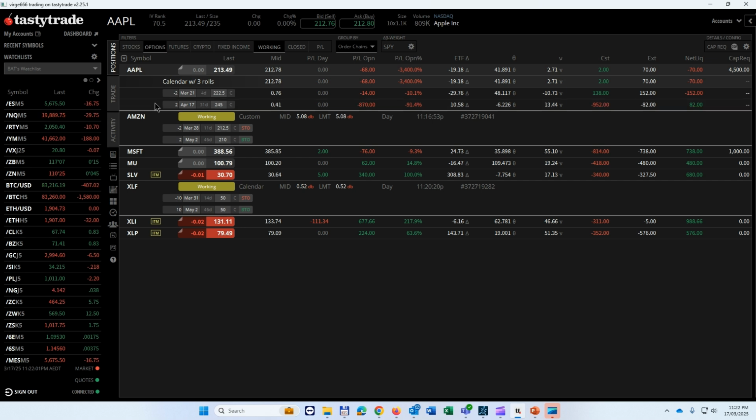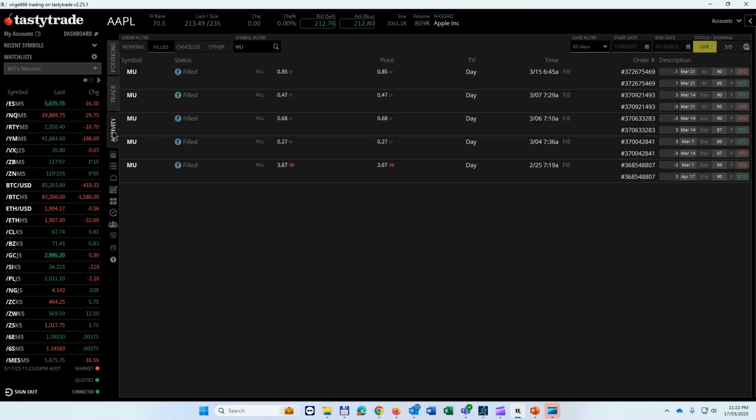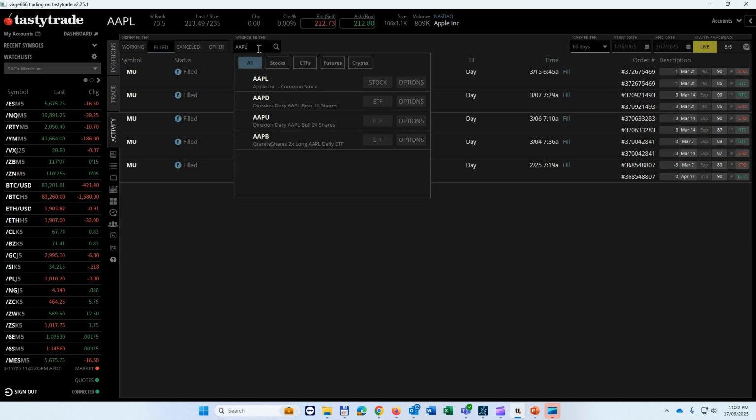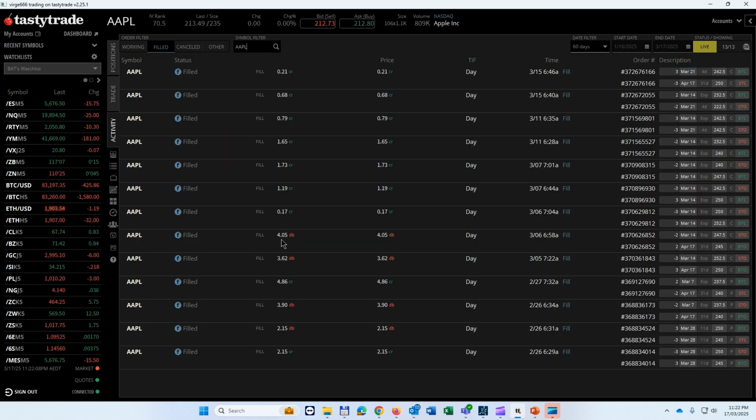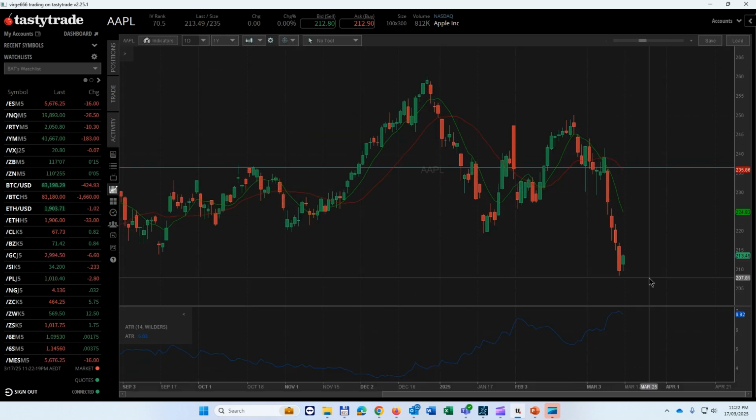Even though we have been absolutely murdered in the Apple trade, if I go to activity and I show you Apple, the $3.62, no, it was this one. The $4.05 has been offset by these credits from rolling. So now we haven't lost that much money, even though we look at Apple and it's fallen off a cliff.